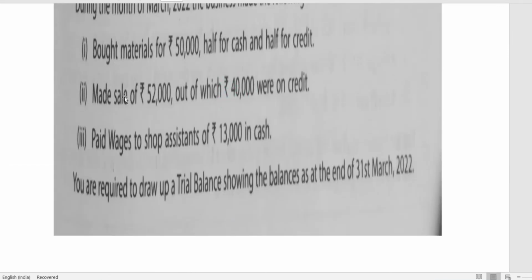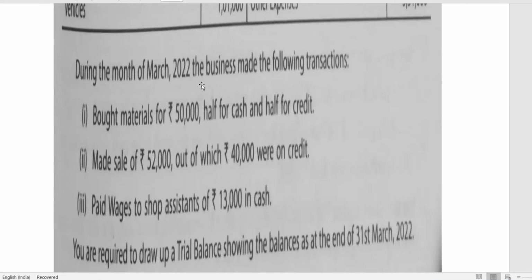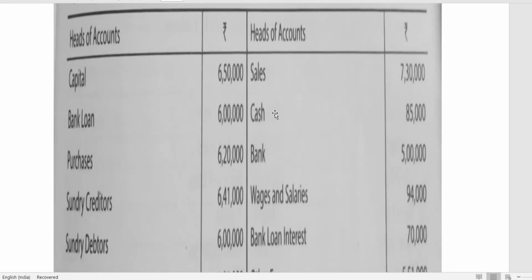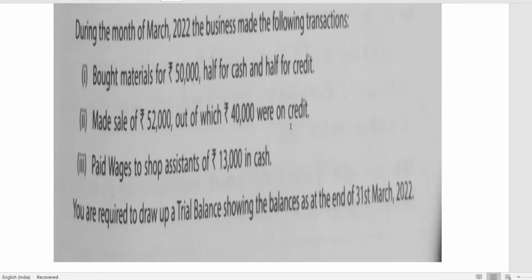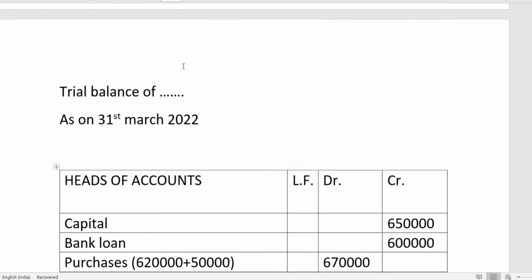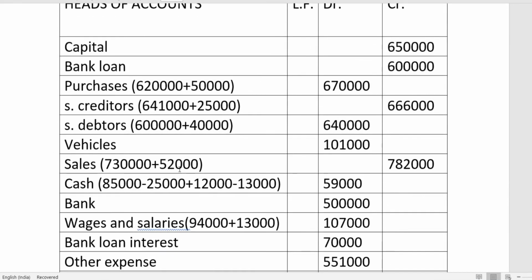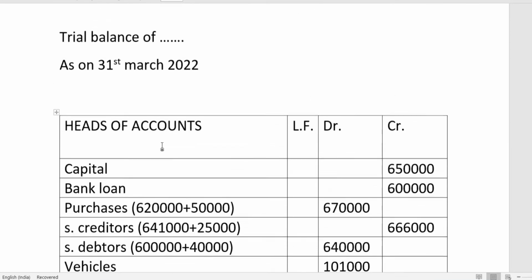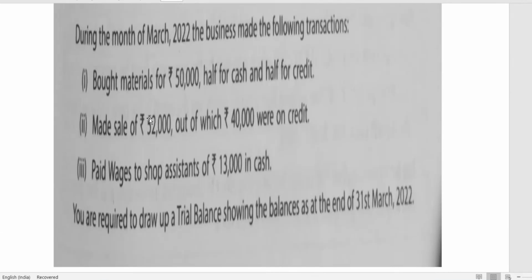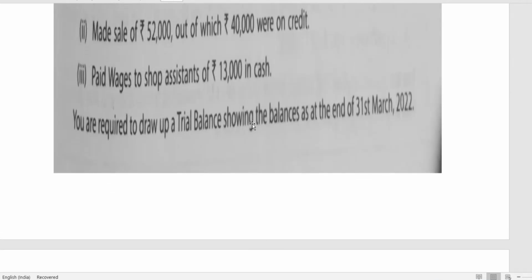Next, number 2, made sale of 52,000, out of which 40,000 were on credit. 52,000 rupees extra sale you're doing. Here we can see sales is 7,30,000. You're doing 52,000 more, so in sales I'm adding 52,000. See here in sales I've added 52,000: sales 7,30,000 plus 52,000.